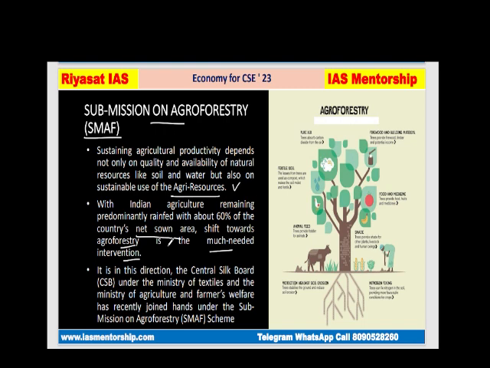That is why it is focusing on agriculture plus forestry, that is known as agroforestry. And for this, the Central Silk Board, that is CSB, which comes under the Ministry of Textiles, and the Ministry of Agriculture and Farmers have come together and started a mission known as SMAF, Sub-Mission on Agroforestry. Basically, what is agroforestry? What do you mean by agroforestry?